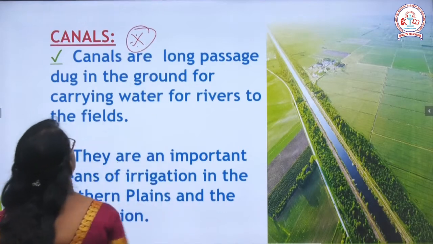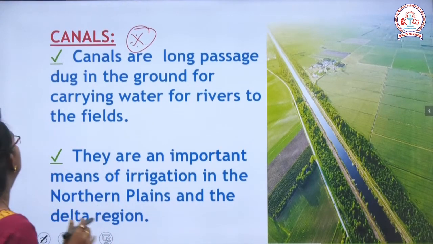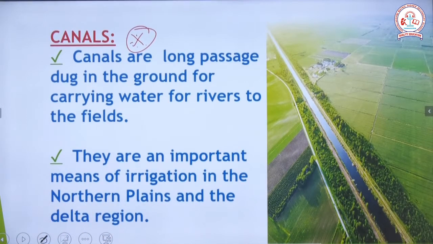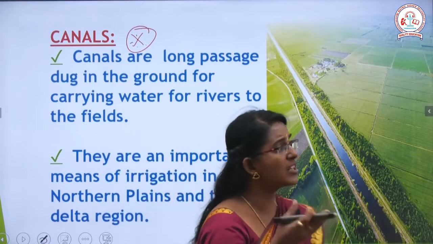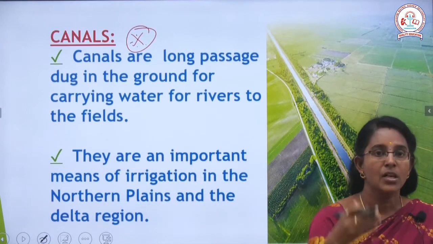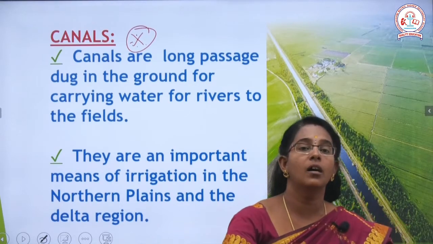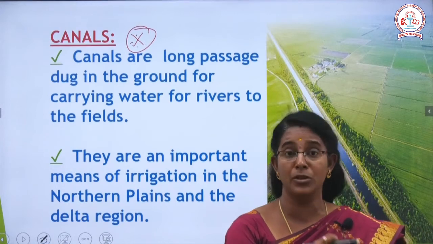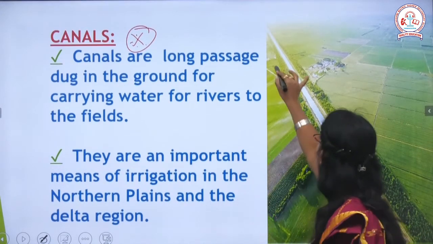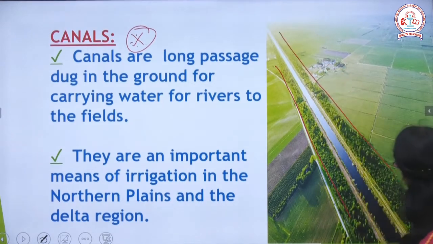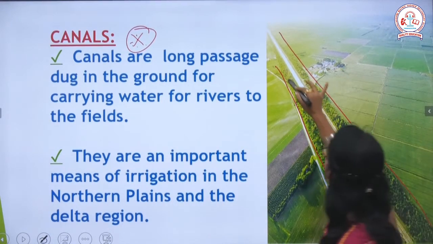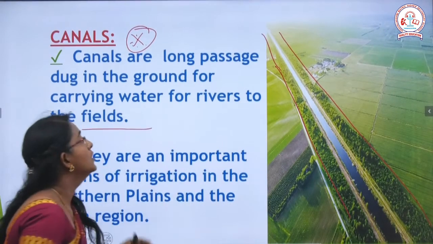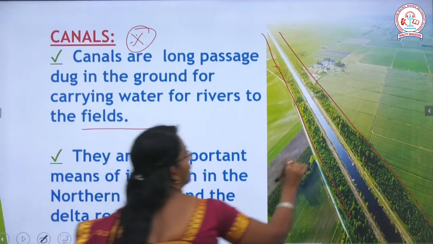So what are canals? Canals are long passages dug in the ground for carrying water from rivers to the fields. The rainwater is already collected in the rivers. From the river, we give the water to the agriculture process by use of canals. Can you see this picture? It is a long pathway for water, for the fields. This is called a canal.